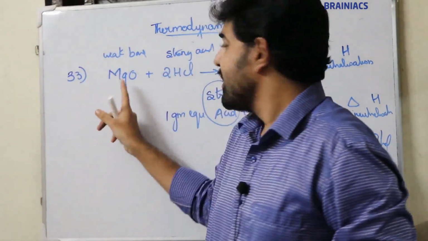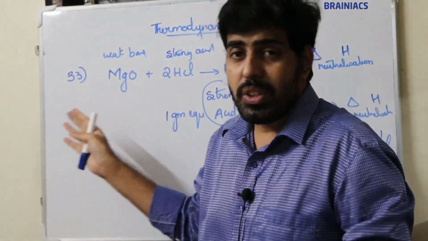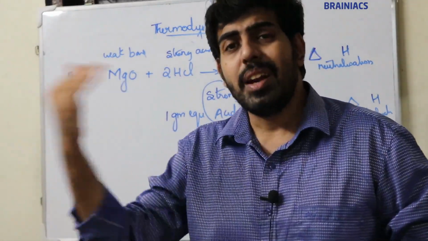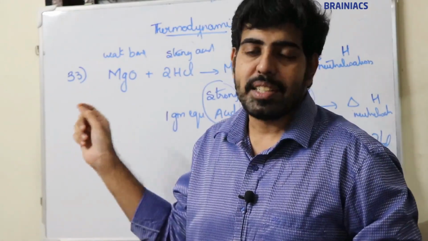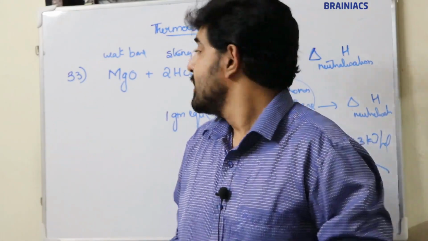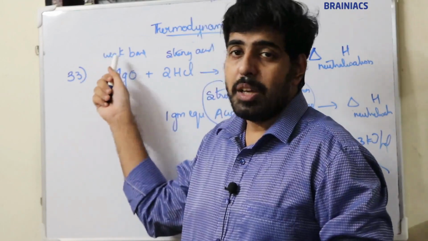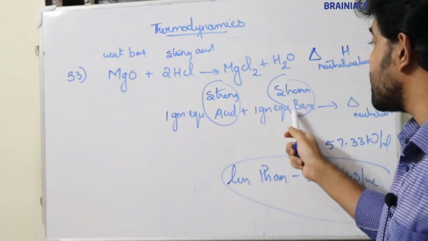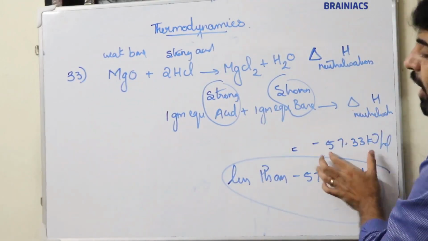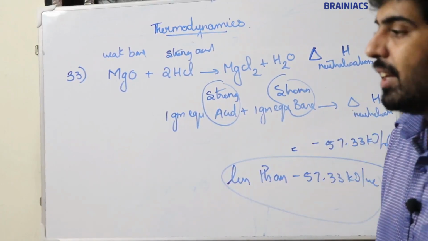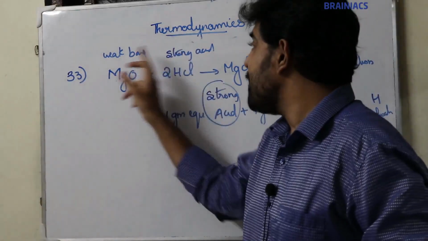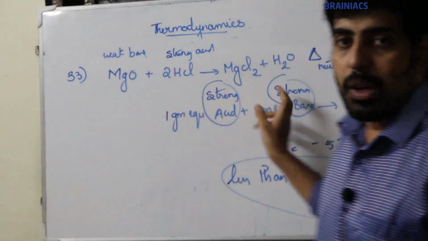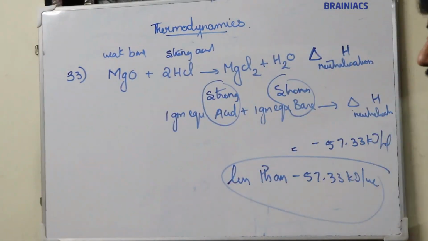I think you know that. If you don't know the nature of the base, you will study it in the S block. Magnesium oxide is a weak base. Okay. When a strong acid reacts with a strong base, the enthalpy of neutralization value is always minus 57.33 kilojoules per mole. But if one among them is weak, then the value will be less than minus 57.33.